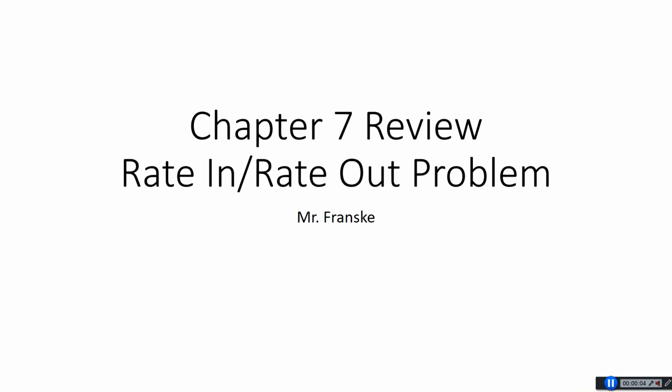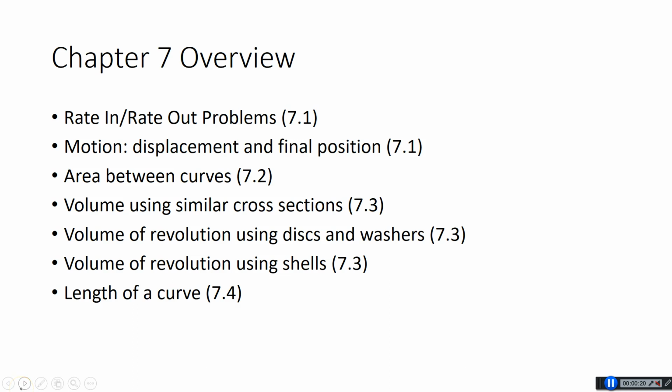So we're going to do another chapter review problem here for Chapter 7. This is a rate-in, rate-out type problem. There's a problem like this every year on the AP test where you have to do some rate-in and rate-out, and you have to talk about the amount of stuff that is there. So I figured that seeing this list with topics every time would be nice. So we're doing a rate-in, rate-out problem here.